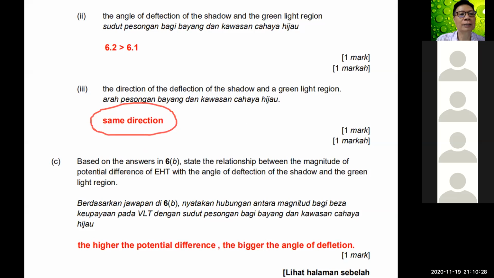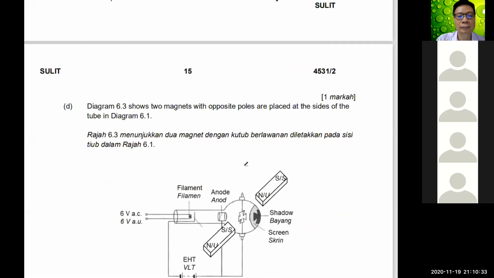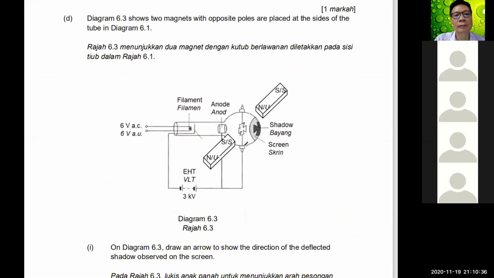Okay, come, next. Now put a magnet. The diagram shows two magnets with opposite poles. Here is north, here is south. Now the question: on the diagram, draw an arrow to show the direction of deflection. Can you use your hand to find the direction where this shadow will move?